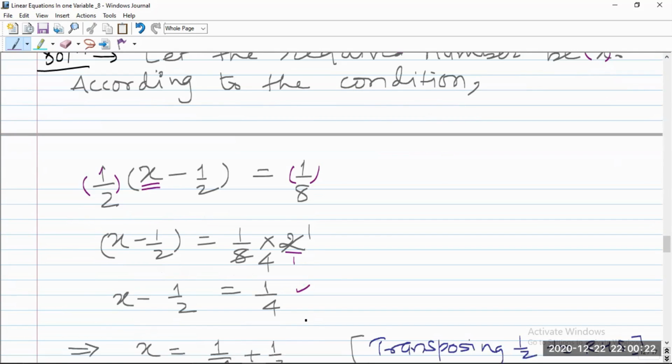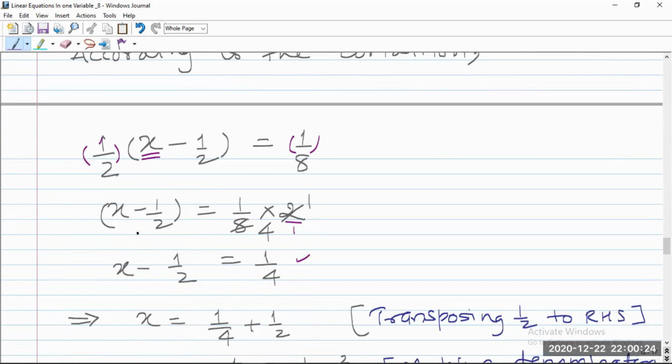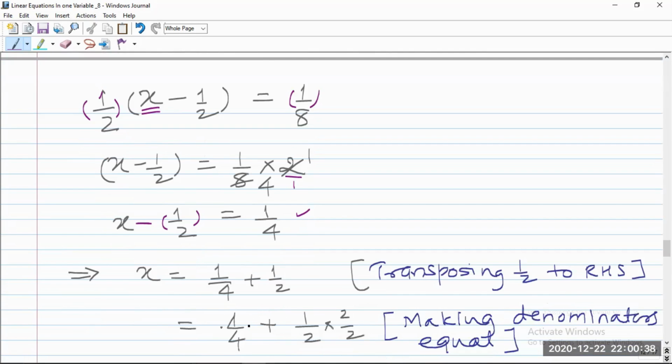Okay, and then again we have 1 by 2 with x, so we need to take this 1 by 2 to the right side, which is with a negative sign. So when we transpose this minus 1 by 2 to the right side, it will become plus 1 by 2. The transposition will change the sign of that term. So minus 1 by 2 will become plus 1 by 2.